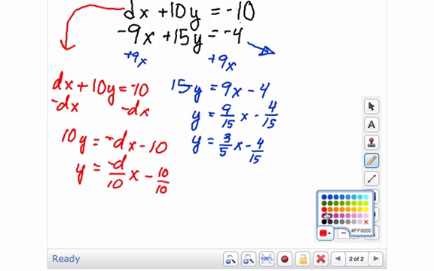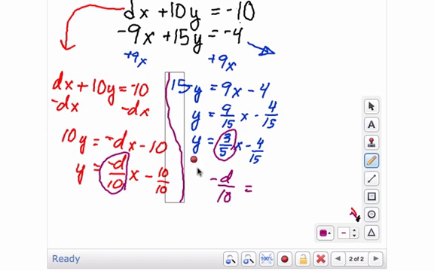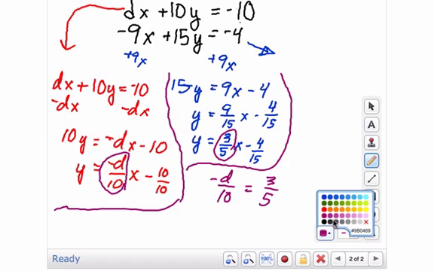because what you're interested in is the slope part here and this slope part here, and we want to know when these are equal. Okay, so we kind of separate those into parts. So when does negative d over 10 equal 3/5? Okay, so you could probably figure this out by multiplying, but I'm going to go ahead and go through the process here.